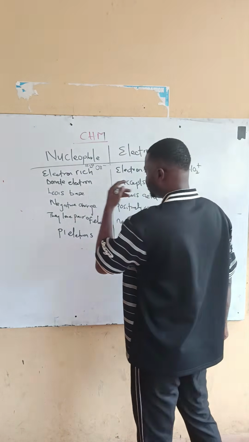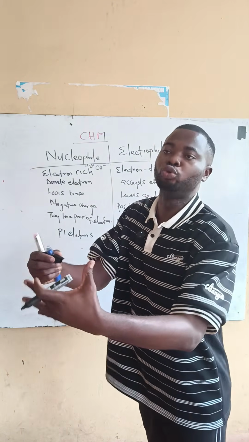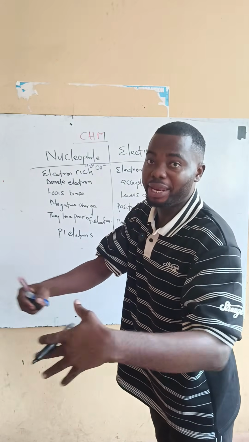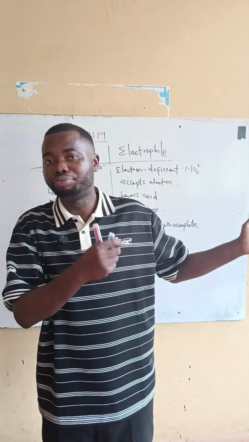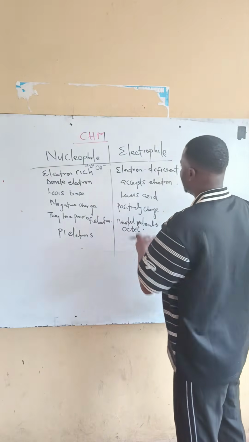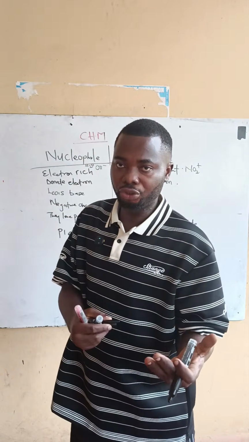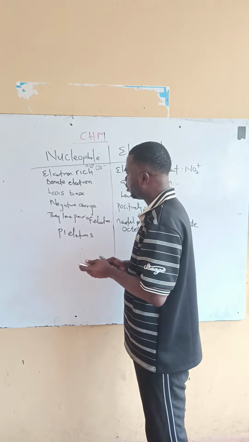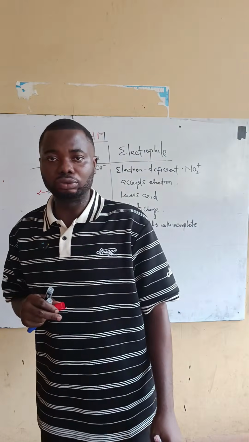Is that clear? So next thing, nucleophiles, because they have lone pairs of electrons, are ready to donate an electron pair. They have surplus electrons. They are electron rich. So because they are electron rich, they give. Why electrophile? They accept that electron pair that was donated by the nucleophile. And that is why, in a nutshell, we normally call a nucleophile a Lewis base.